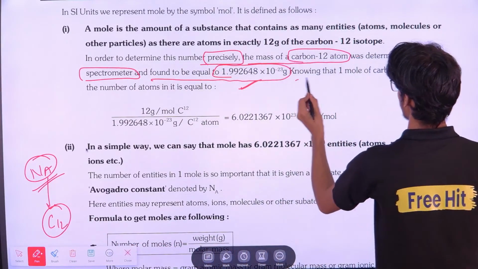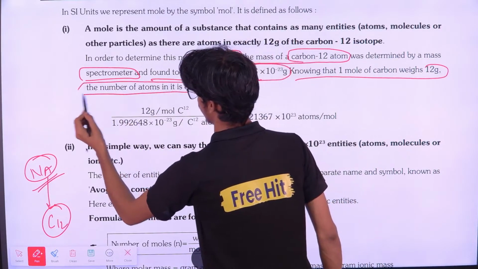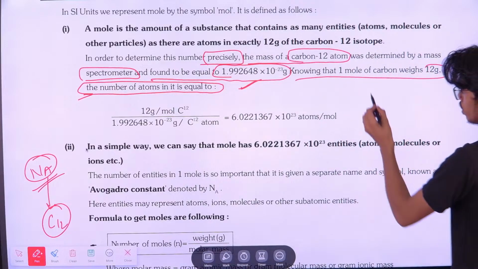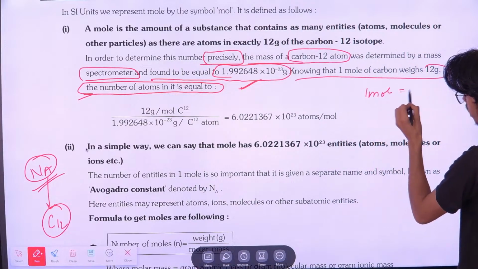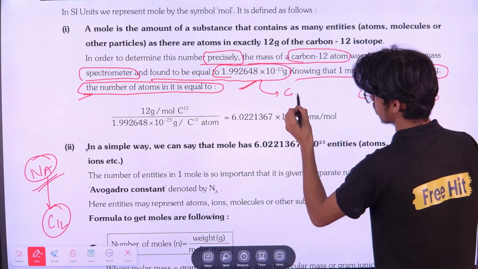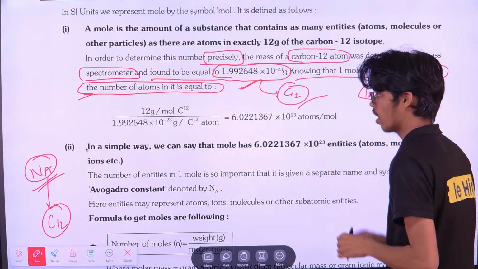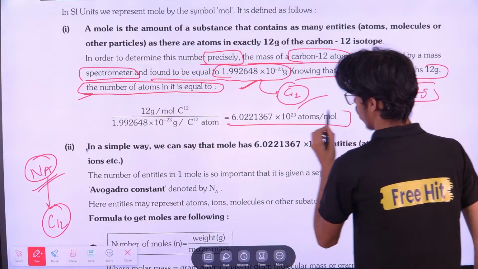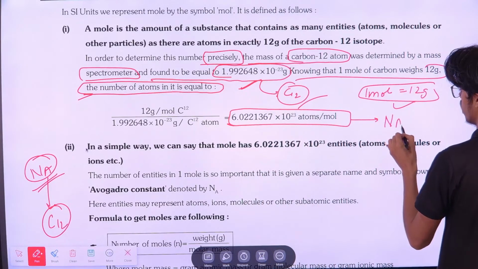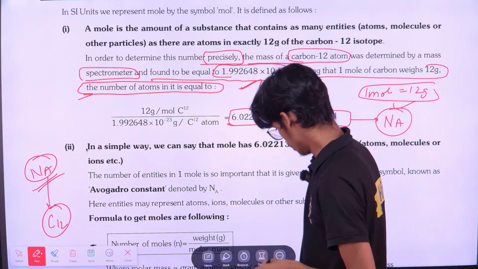Now, knowing that 1 mole of carbon weighs 12 grams, the number of atoms in it is equal to the following. 1 mole of carbon is weighing how many grams? 12 grams, and the weight of that carbon 12 atom is this much. So we can divide this number by this number to find the number of particles in that 1 mole. Got it? This is known as the Avogadro's number. Understandable?